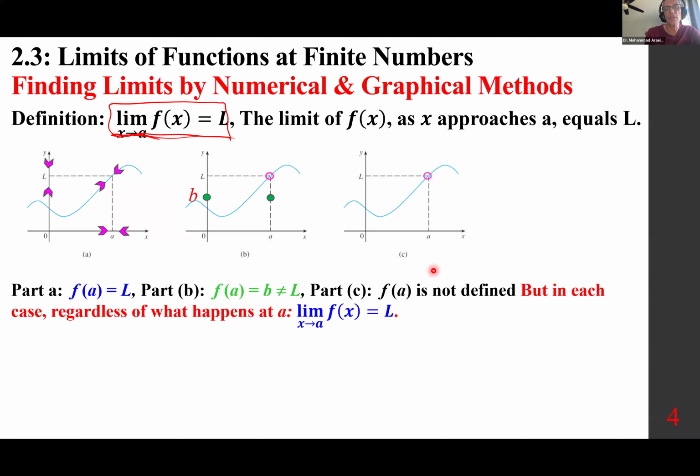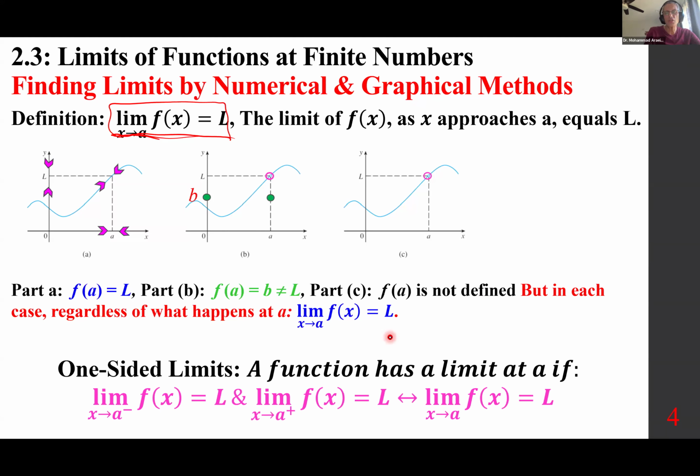Finally, in part C, f of a, we don't have any solid points. It's not given. It's undefined. But nevertheless, in each case, regardless of what happens at a, the limit of f of x as x approaches a exists and it's equal to L.